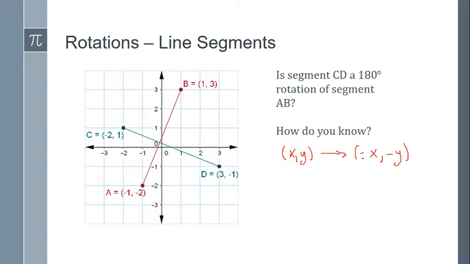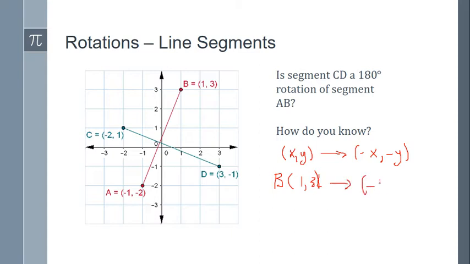It's just saying I should change the signs. So where would point B end up? Well, if B right now is at the point (1, 3), then after I perform my 180-degree rotation, I should just change the signs on my X and Y.